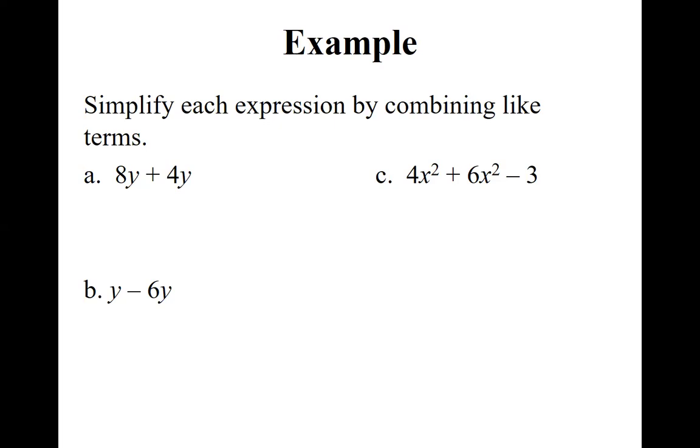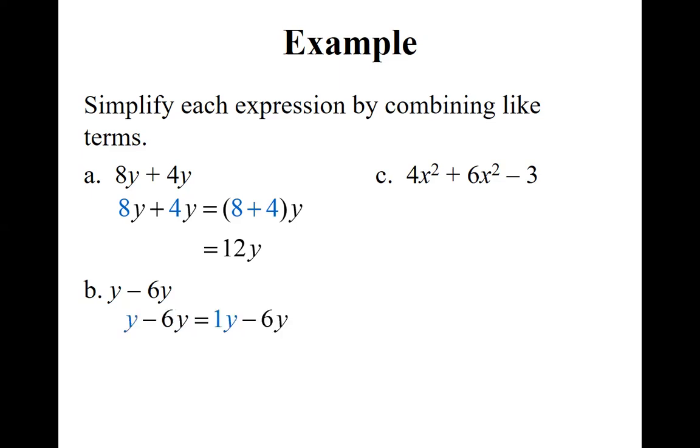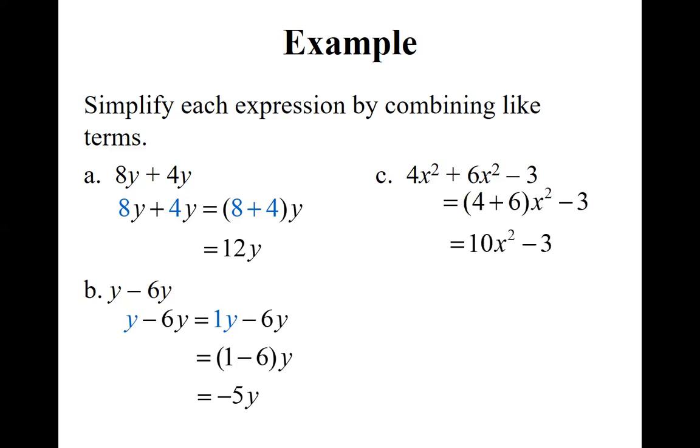8y plus 4y, 8 of them plus 4 of them is 12 of them. In B, y minus 6y. y is the same as 1y. So 1 of them minus 6 of them is negative 5 of them, negative 5y. In C, we can't do anything with that minus 3, but we can combine the x squareds. 4 of them plus 6 of them is 10 of them. 10x squared minus 3.